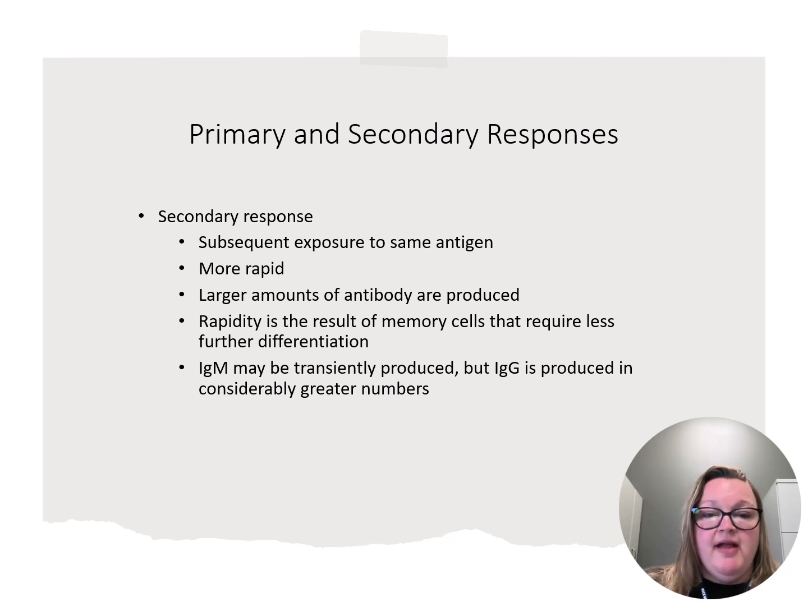The secondary response is when there's an exposure to the same antigen. This is characterized by a more rapid production of a larger amount of antibodies compared to the primary response. This is a result of the memory cells working, as they require less cell transitioning. Know that IgM may be produced in the secondary response, but IgG's production is increased considerably, making it the predominant antibody in a secondary immune response. Natural infections, like in the case of rubella, may produce measurable levels of IgG for the life of the person.